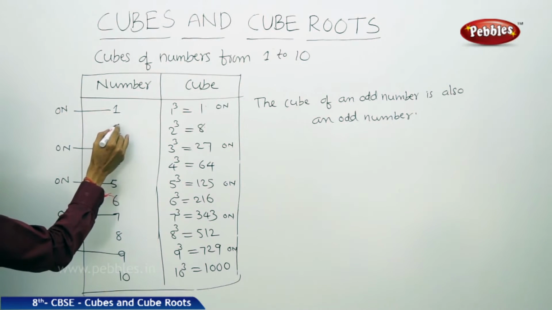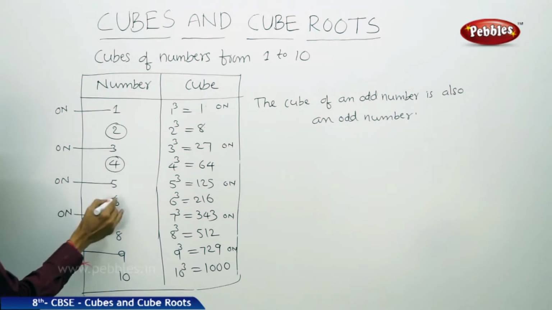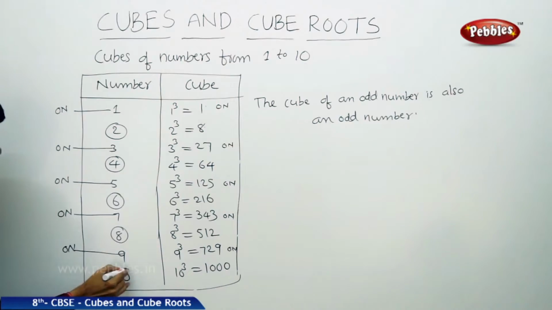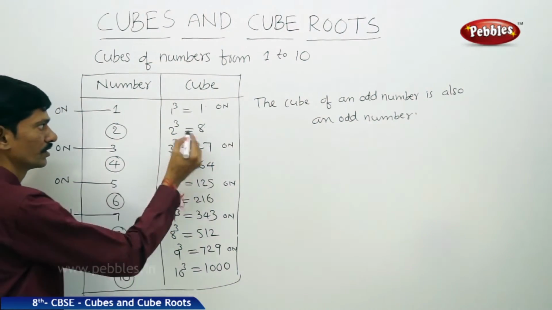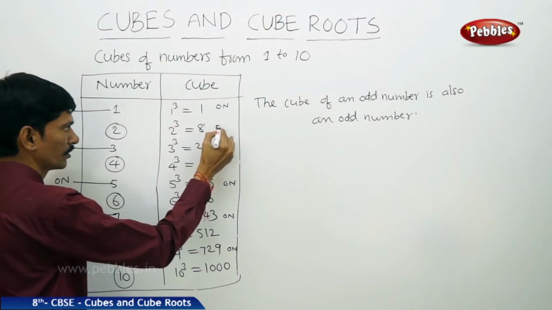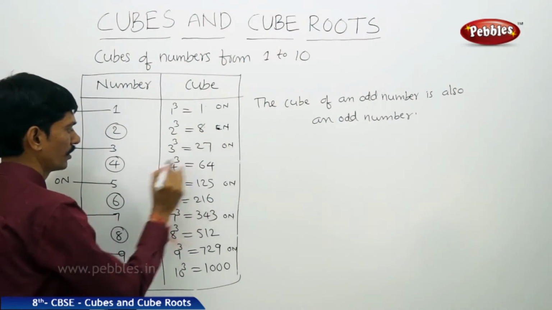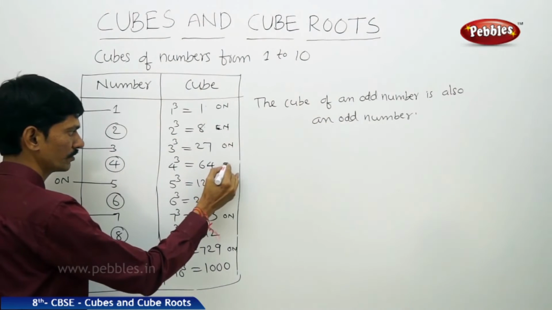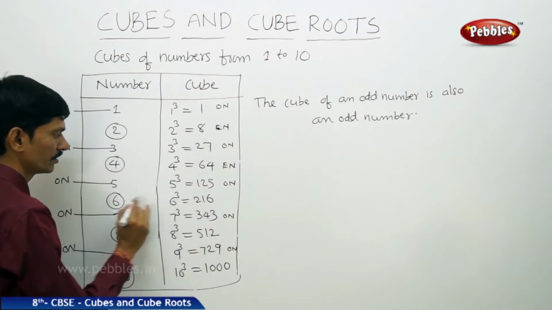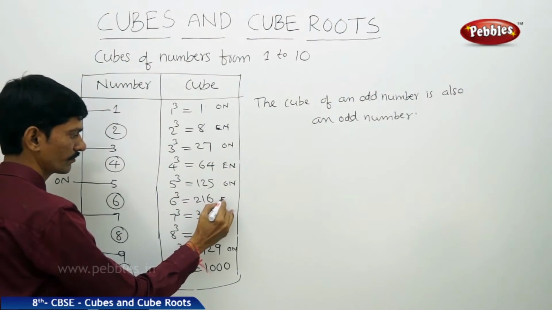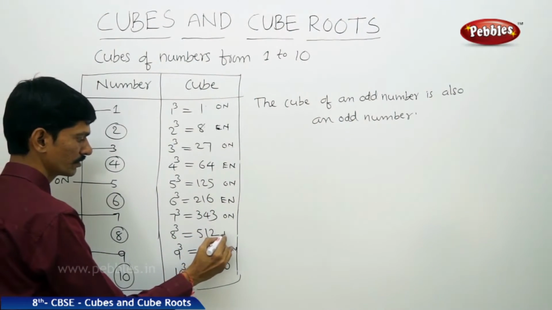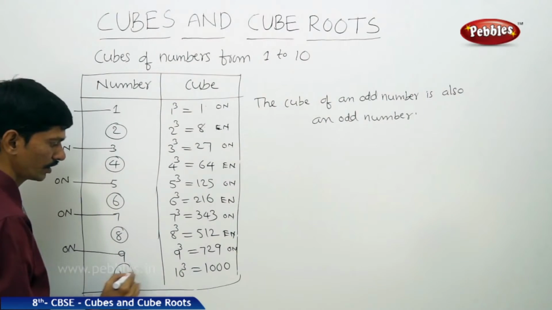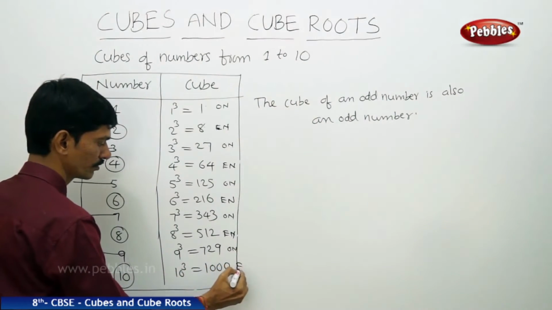See here, 2 is even natural number, 4, 6, 8, 10. So these are all even natural numbers. Now what are their cubes? 2 cube 8 is even number, and 4 cube 64 also even number. 6 cube 216 even number. 8 cube 512 is even number, and 10 cube 1000 also even number.